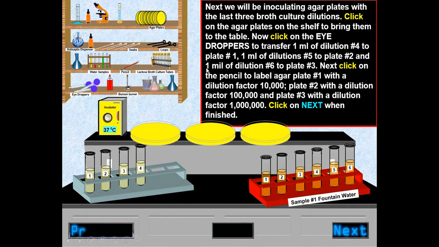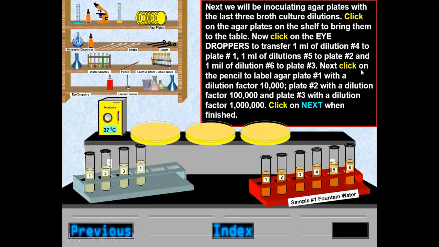So eyedroppers, dilution number 4 to plate number 1, 1 ml of dilution number 5 to plate number 2, and 1 ml of dilution number 6 to plate number 3.